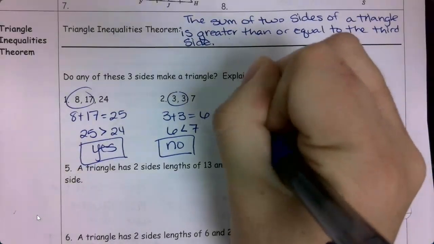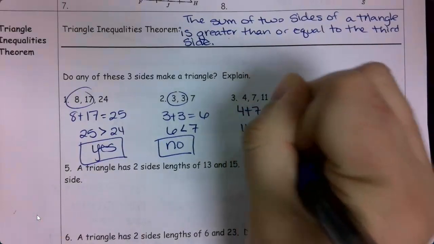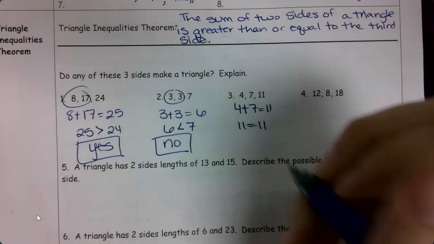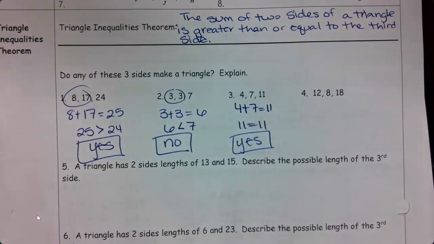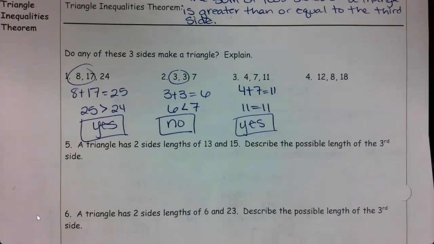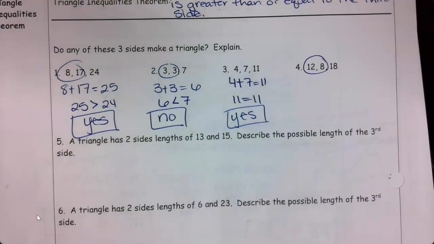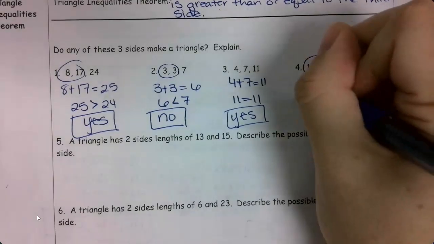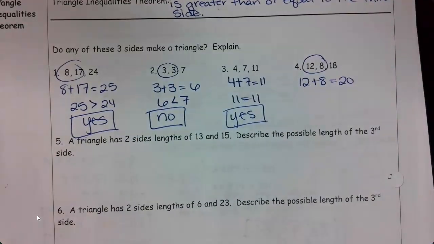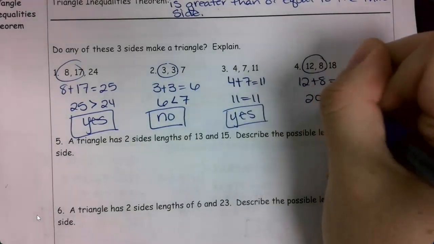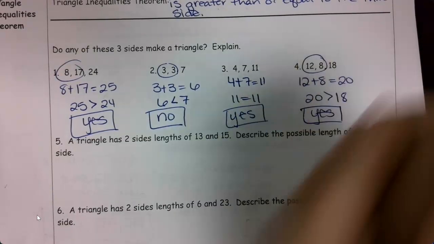Number 3, if I add 4 and 7 together, I get 11. 11 is 11, the third side. It's okay if they equal, so this one is yes. And then same thing for 4. I take my two smallest sides, which are 12 and 8, which gives me 20. And then 20 is greater than 18, so this one is yes.